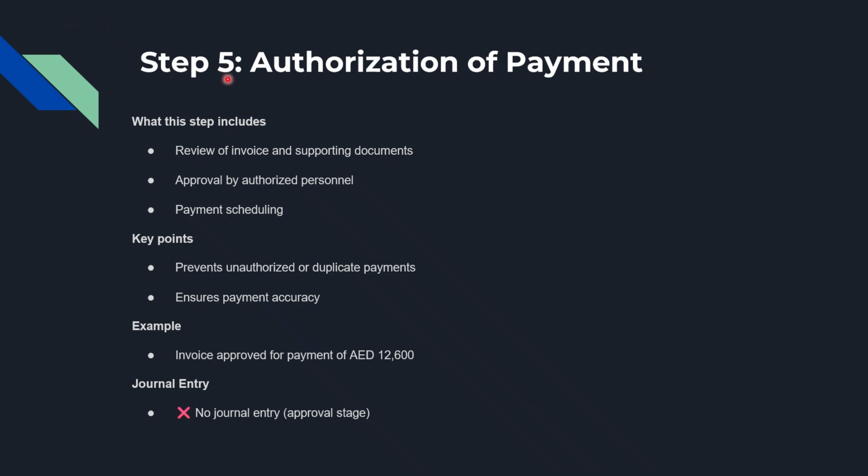Before payment is made, invoices and related documents are reviewed. Approval is provided by authorized personnel and the payment is scheduled accordingly. This step helps prevent unauthorized or duplicate payments and ensures accuracy. Because this is an approval process, no accounting entry is needed.